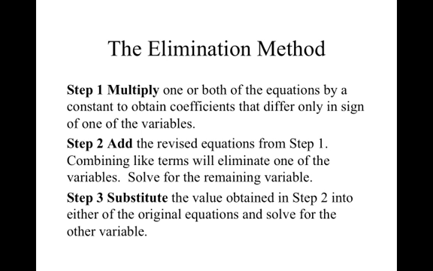All right, the elimination method. This is where your goal is to get opposite coefficients in front of one type of variable so that you can add the two equations up, and that variable disappears. So you're going to multiply one or both of the equations by a constant to obtain coefficients that differ only in sign. In other words, they're opposites of each other for one of the variables. Then you're going to add your two equations together and solve for the remaining variable, and then you're going to substitute that value back into an original equation and solve for the variable you eliminated originally.